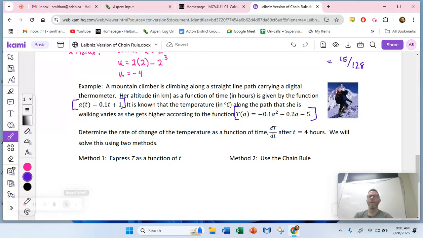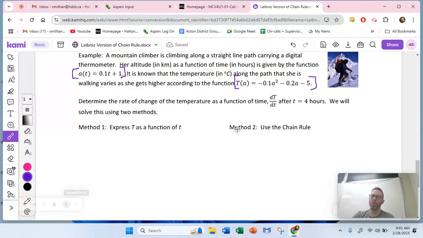So we're going to find the rate of change of temperature as a function of time. Basically, is it getting warmer every hour or colder every hour? How fast is it getting colder? We're going to find that out after 4 hours of climbing. And we now have 2 methods to do it.